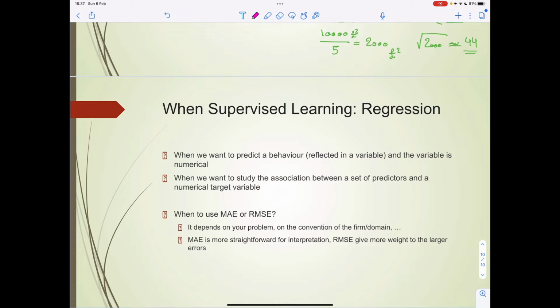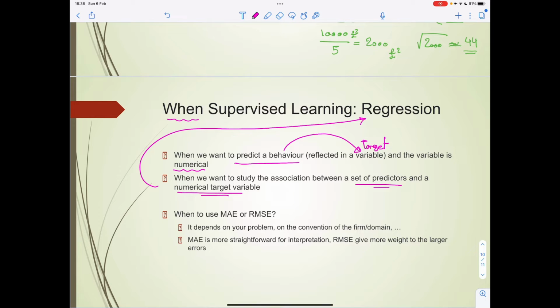Okay, this last slide is about when to use supervised learning regression problems. Well, when we want to predict a behavior, and this behavior is reflected in a variable, the target variable, and this target variable is numerical. When we want to study the association between a set of predictors and a numerical target variable, it is also the case that we want to use regression methods.